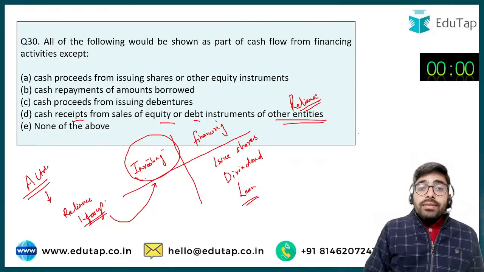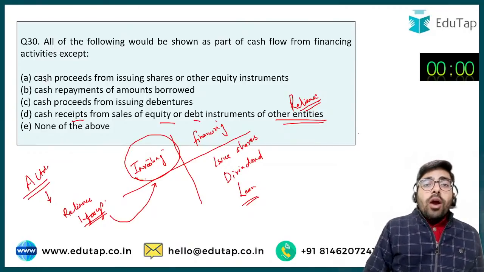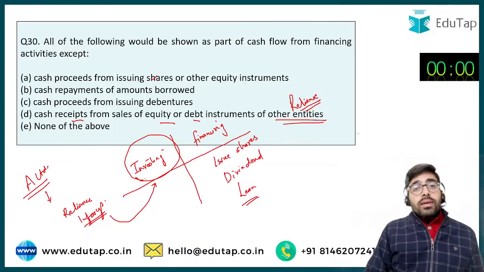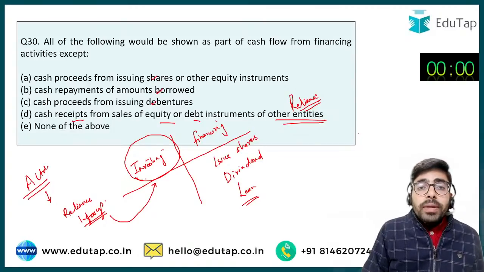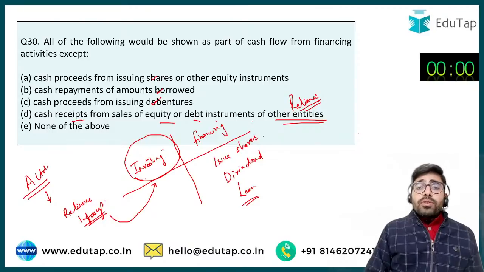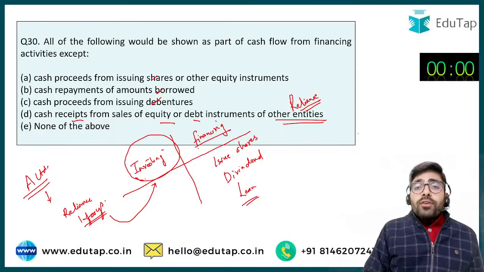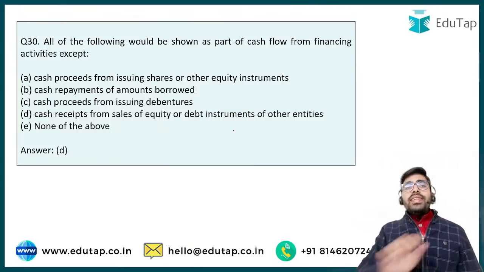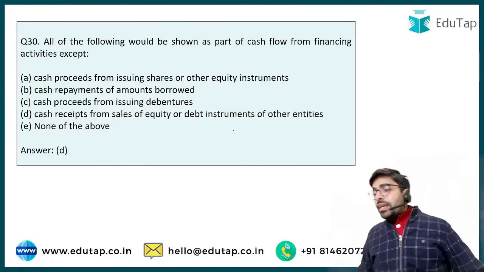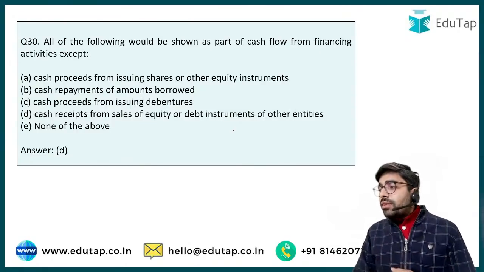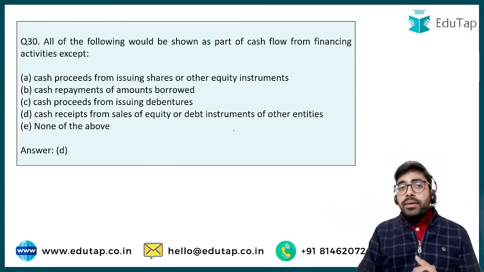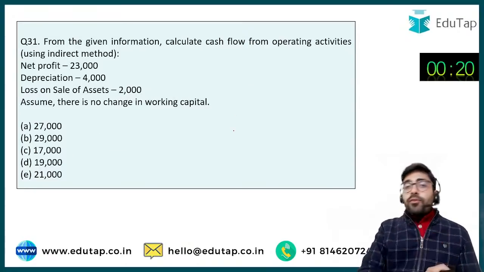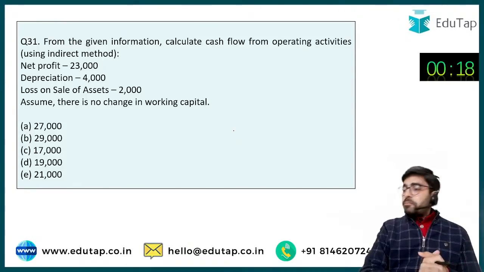They are not financing. Okay, the top 3 options, if you are issuing the shares, if you have borrowed some money, you are repaying it, if you have issued debentures, so they are all long-term sources of finance, so it is going to be part of the financing activity. So clearly the answer is going to be option number D. So now I hope your confusion is clear, right? Should we move forward? Yes, we should move forward.